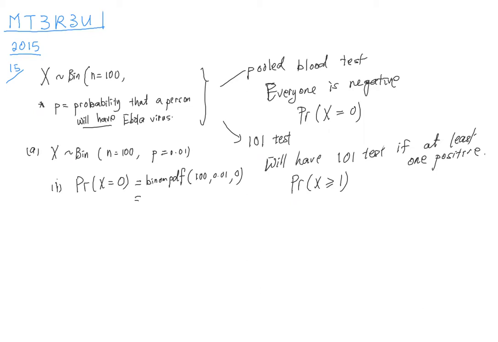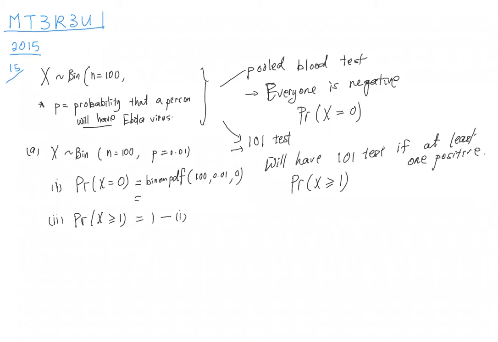Okay, then for part 2, the question is, what is the probability, if a pool blood test is used, that the pool sample will be positive? So this is the pool blood test. This is negative. This is positive. So positive will be X greater than or equal to 1. So this one is 1 minus the answer from part 1. It's the same thing.